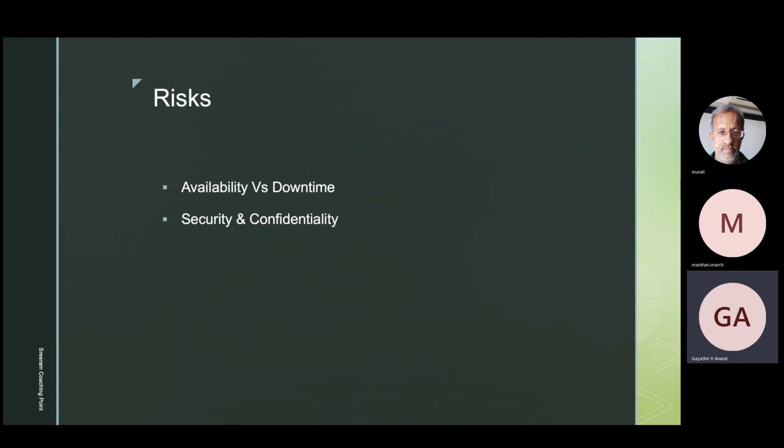Security and confidentiality, authentication and integrity, vulnerability to hacking. So this has to be taken care of.